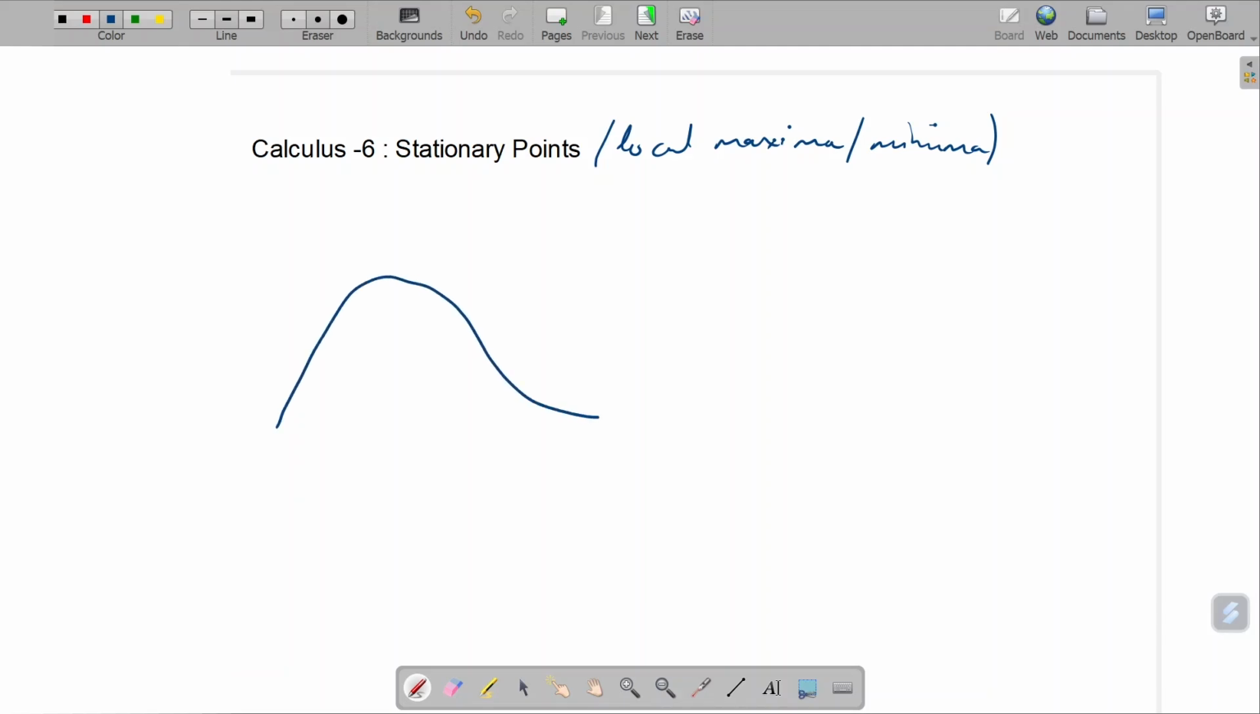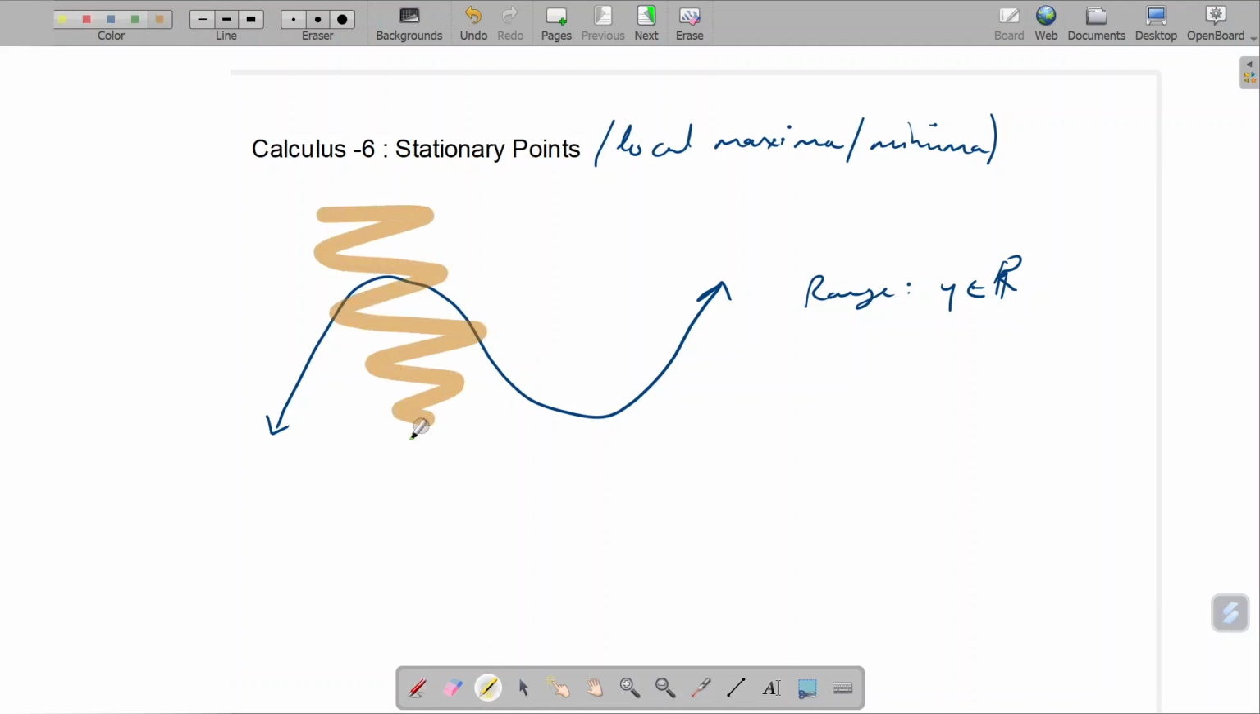Okay, so effectively what we're asking ourselves is, if we had a graph which was curving, because of these arrowheads, we know that the range of this function is y is an element of real numbers. However, in this zone over here, although this graph is heading off to much higher values further on, we can see that we have what we would call a local maximum.